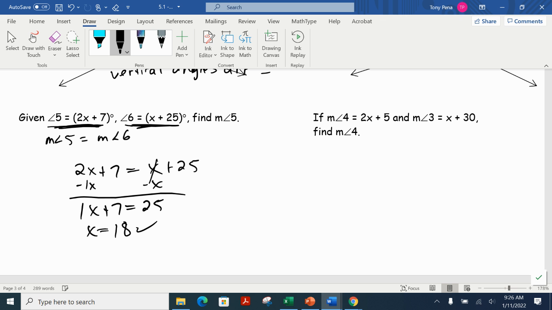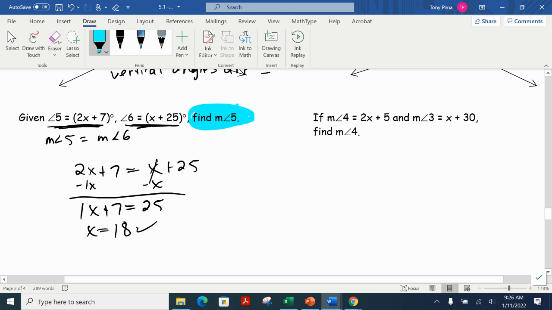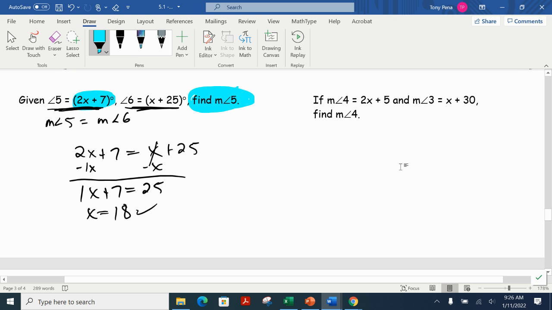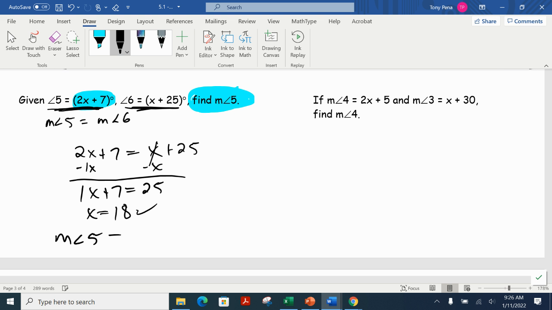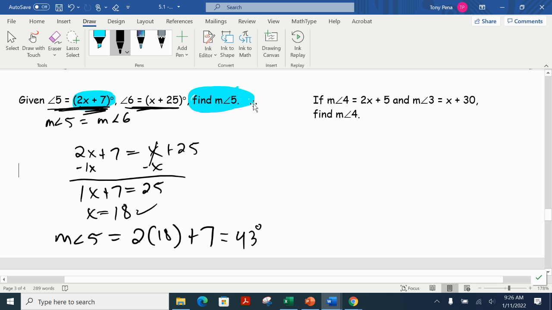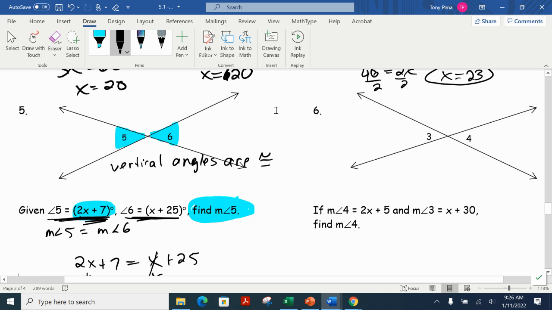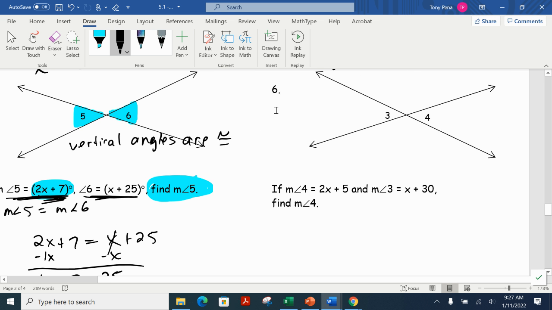It's, again, easy to think that once you've solved for x, you're done with the problem. But what the question is ultimately asking you is, what is the measure of angle 5? Angle 5 is this expression right here. So we now need to plug in 18 for that expression. So the measure of angle 5 is equal to 2x plus 7. And instead of the x right here, we're slotting in a 18. All right, and that should give you 43 degrees. Okay, same idea. Do number 6. We'll wrap up with that one.